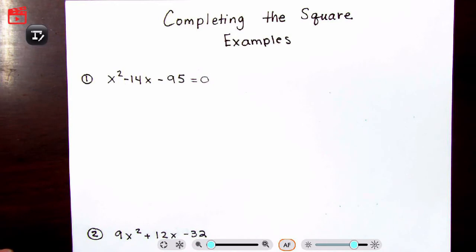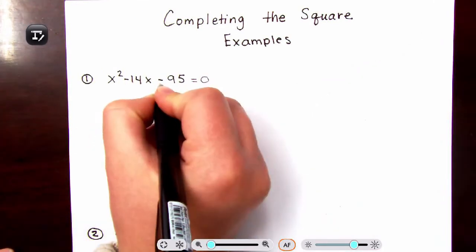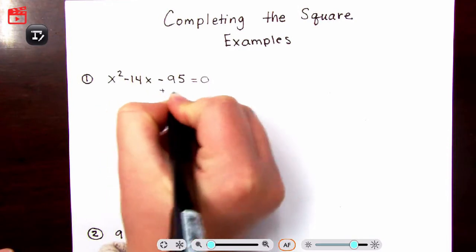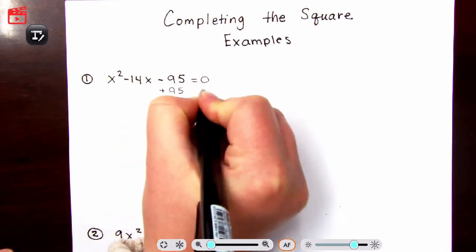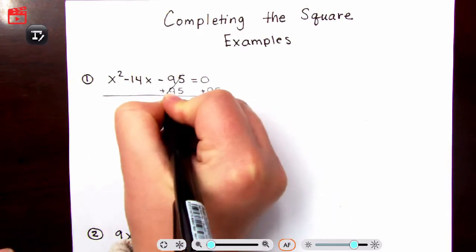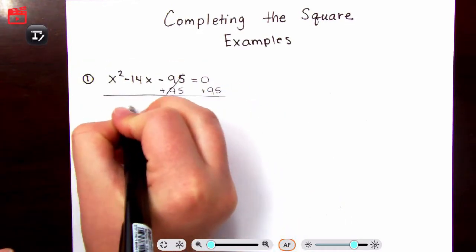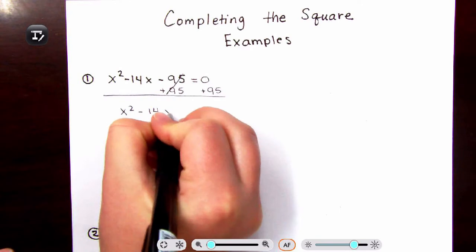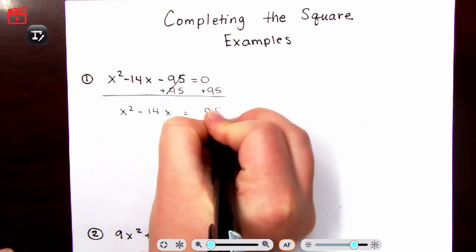Step number 2 is subtract or add the constant term from both sides. In this case, here's my constant. It is a negative, so I'm going to add 95 to both sides. So here I have x squared minus 14x is equal to a positive 95.